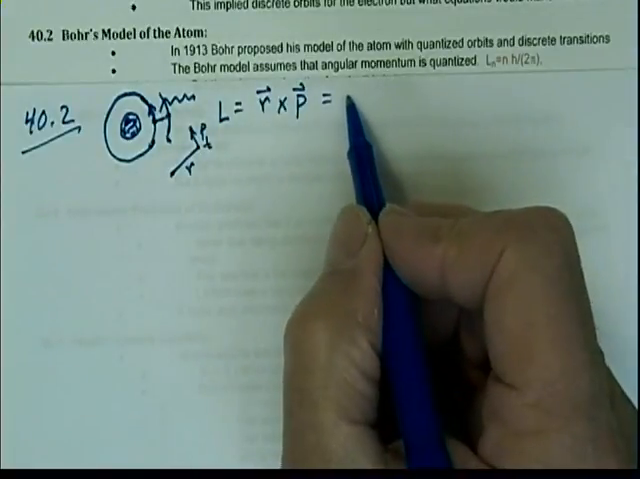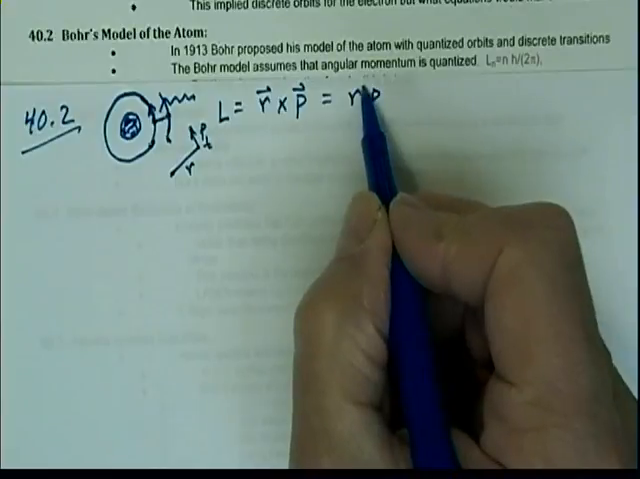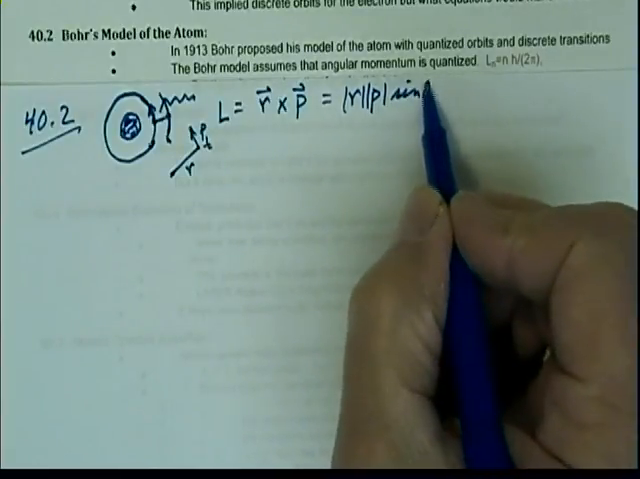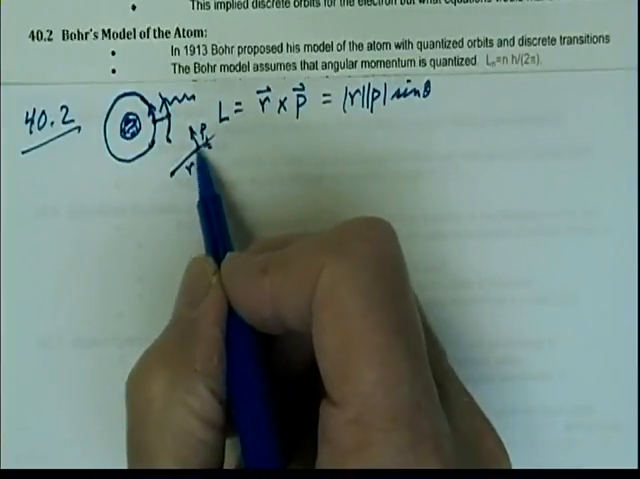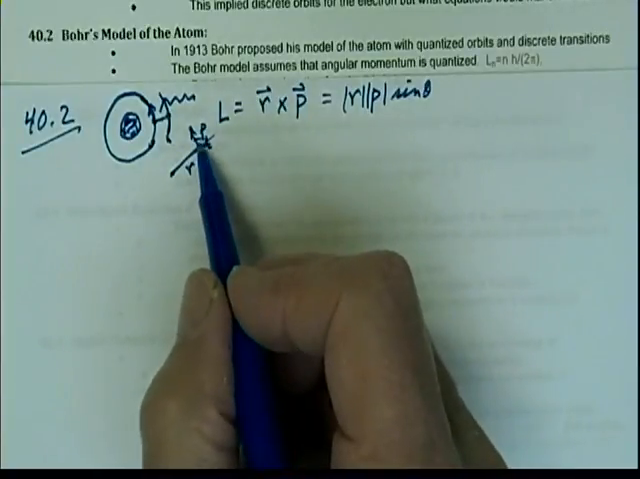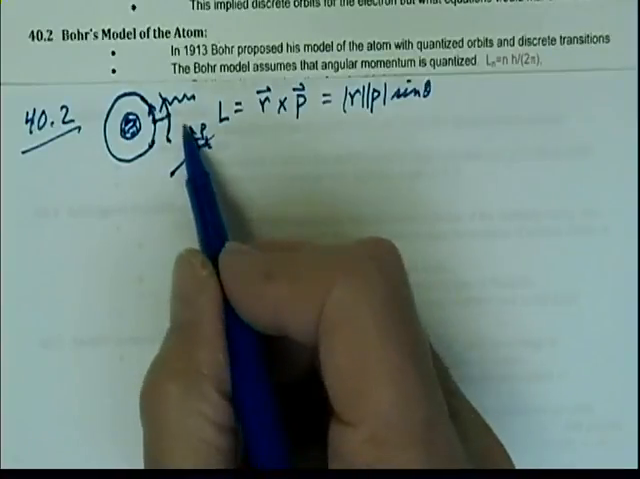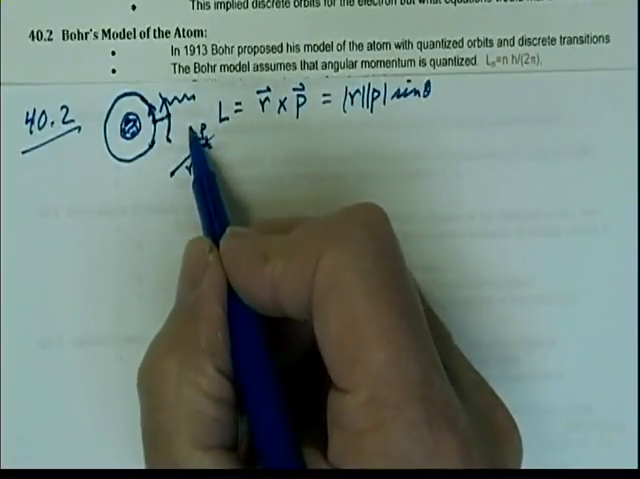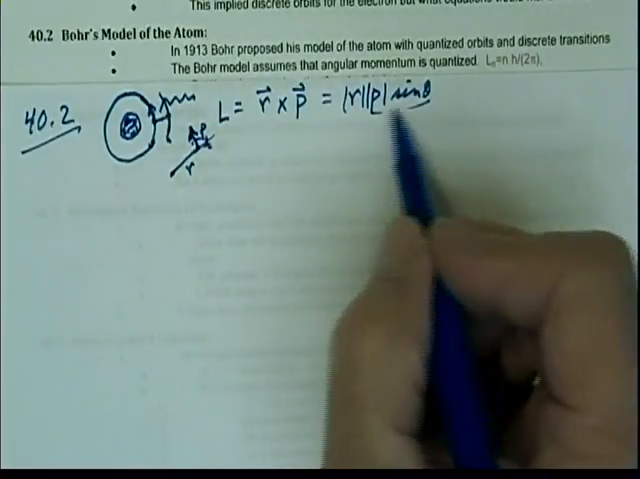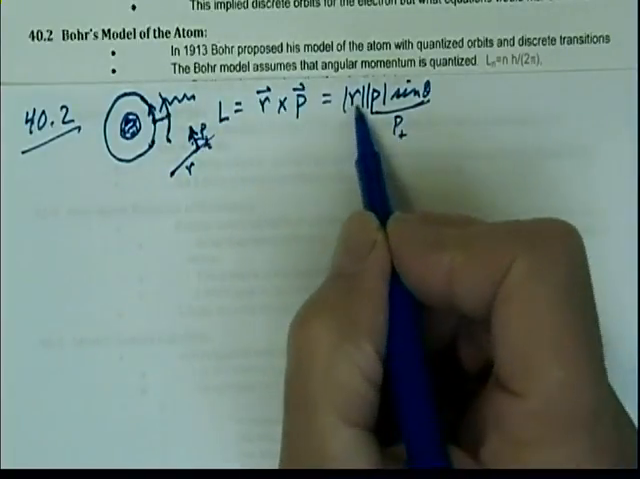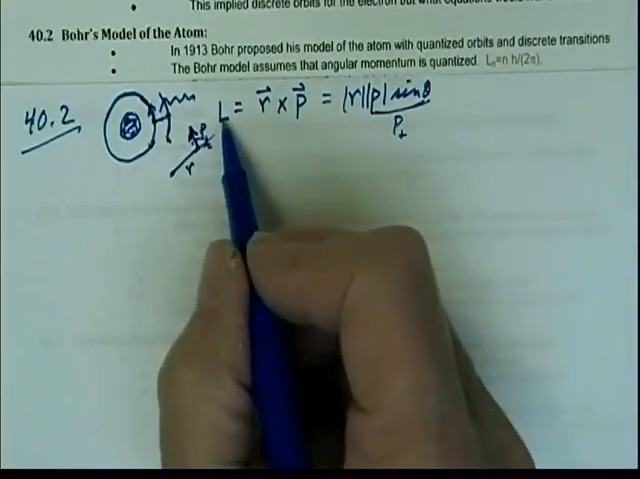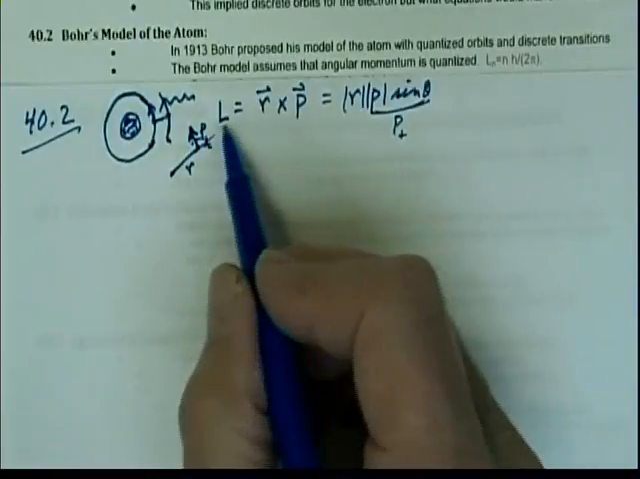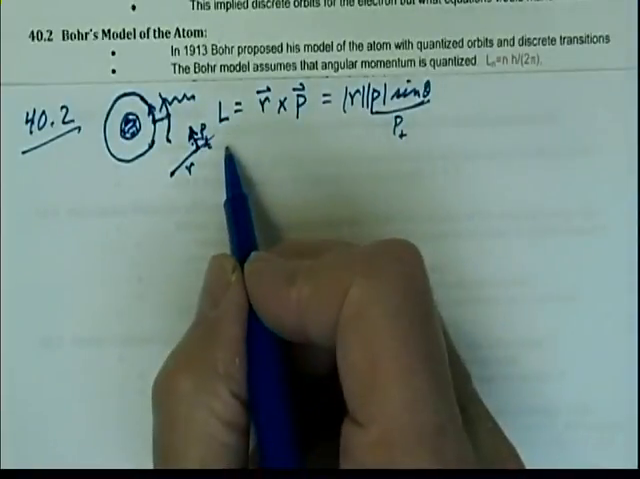direction. So that's the radius times p, the magnitude of r times the magnitude of p times the sine of the angle theta, which is this angle here between the two, and that gives the projection of p in the perpendicular direction, not the parallel direction. So it's p perpendicular times the distance out. This gives us our angular momentum. And of course, in classical mechanics, angular momentum is continuous.